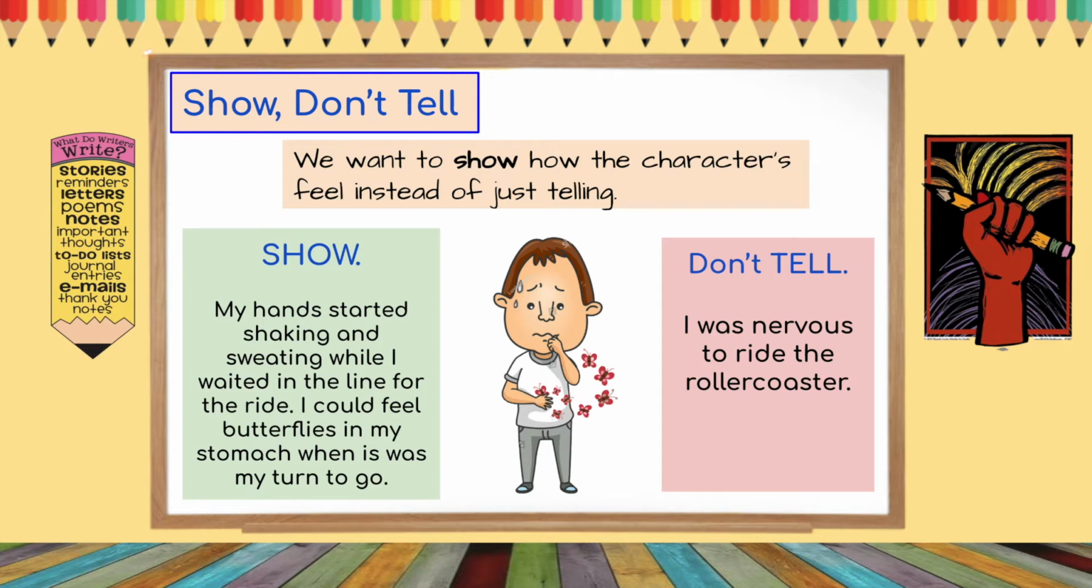And then the last one we learned about, our last writing tool, was show, don't tell. We want to show how the characters feel instead of just telling. So for example, we don't want to tell, I was nervous to ride the roller coaster. Instead, we want to show that you're nervous. My hands started shaking and sweating while I waited in line for the ride. I could feel butterflies in my stomach when it was my turn to go.